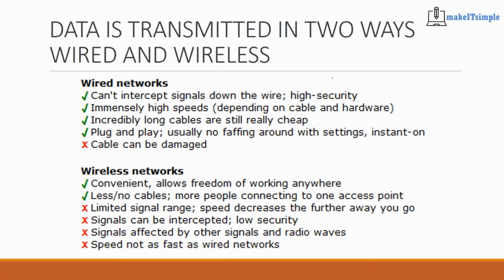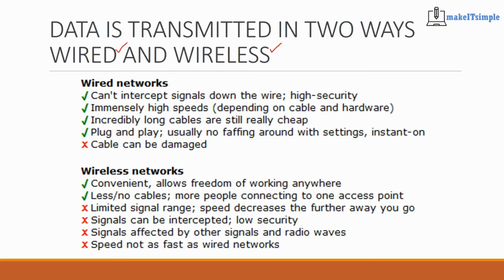So the first part is data transmission. Data is transmitted in two ways, wired and wireless. Now, if you can't transmit data via physical wires, then there's wireless, but there are drawbacks to both of them, right?